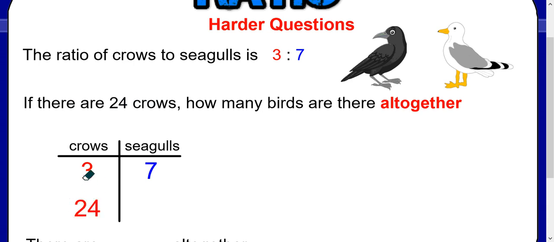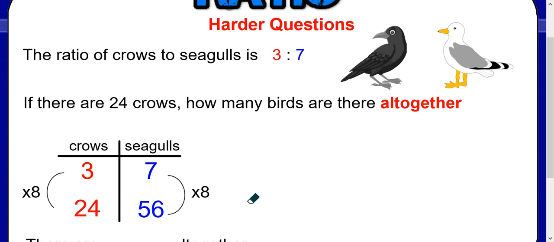So if I put my 24 crows down below, I'm trying to work out, as before in the last lesson, what do you need to multiply 3 by to get up to 24, and then you would do the same to the seagulls. So we can see that 3 times 8 makes 24, and we do the same to the other side. So the seagulls is multiplied by 8, because if the crows are, the seagulls must be as well. And 7 times 8 is 56.